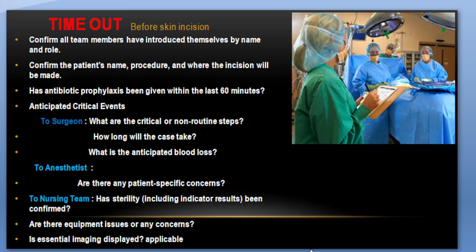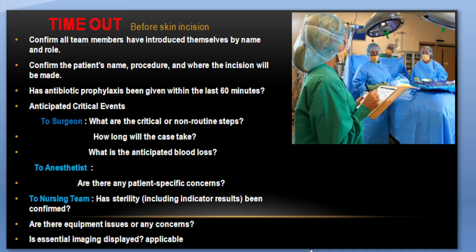Next thing is to the anesthetist. We have to confirm whether any anticipated critical events are there or not. We have to ask whether the patient has any specific concern. Specific concern means if the patient has hypertension, diabetes, any respiratory disorders, a risk of aspiration, or any blood related disorders. At that time, prior to the skin incision, we have to ask the anesthetist whether there are any specific concerns or not.